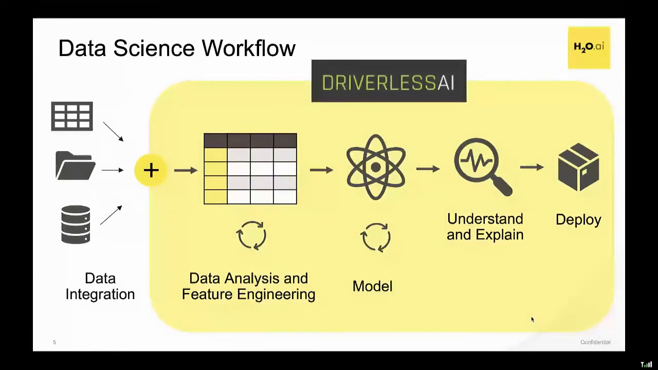Driverless AI, H2O's enterprise automated machine learning platform, is focused mainly on the last four steps of this process. So once we have an idea of our business use case and the data sets that we need to solve it, we're going to be doing some automated feature engineering, exploratory analysis, model building, machine learning interpretability, and building you a production-ready deployment strategy. And this is what we'll be focused on today in this presentation.